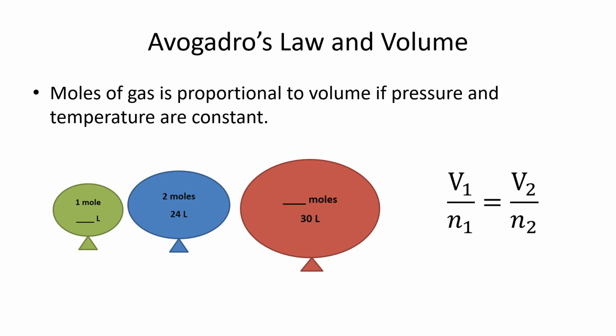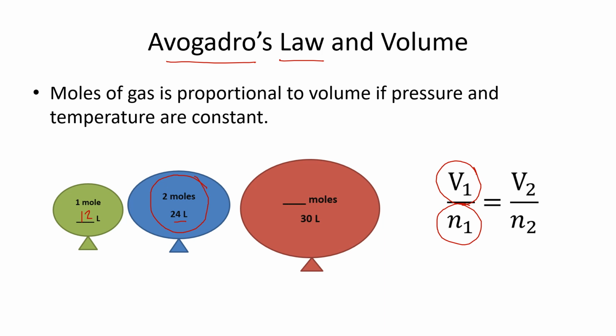So mathematically, Avogadro represented this as a law, and you can see that the volume is proportional to the moles. As one changes, so does the other. So if we've got 2 moles of gas and it occupies 24 liters, what would 1 mole of gas occupy? Well, it'd be half of that because it's half the moles, so it'd be 12 liters.